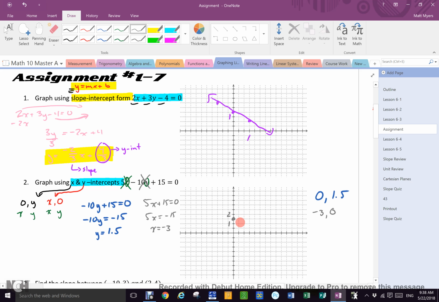Now, if I've done that on the y scale, I should do it on the x scale, right? I should try and keep it the same. Can I? Negative 1, 1, 2, negative 2, 1, 2, negative 3. Does it fit? So I can do that. And there's my graph.